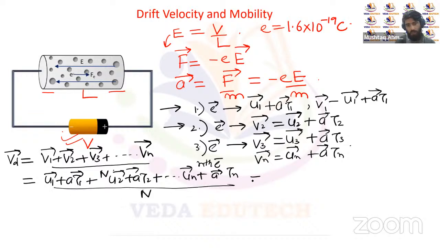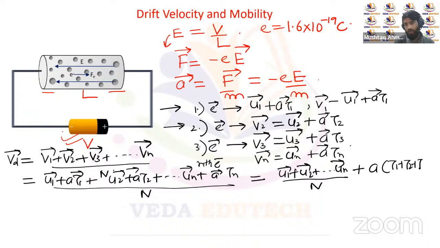We can just rewrite it as u1 plus u2 plus so on up to un divided by n, plus a times, a will be common, tau 1 plus tau 2 plus tau 3 up to tau n, divided by n. And you can see that this is nothing but the average initial velocity.